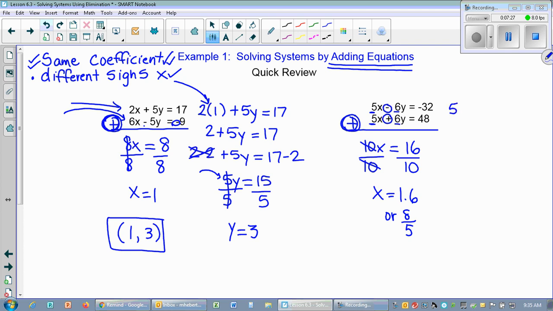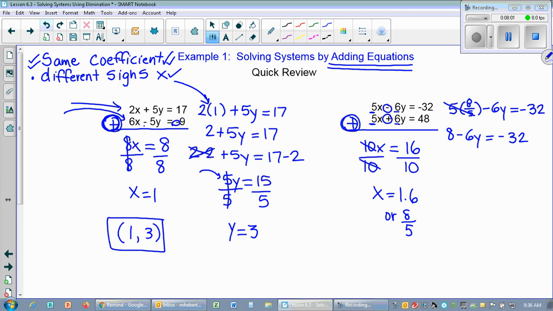So we have 5, and I'm going to substitute for x. So I use my parentheses to show I'm going to be using substitution. Minus 6y is equal to a negative 32. I'm going to substitute and put my 8/5 in my parentheses. 5 times 8/5. Notice these 5's cross cancel each other out, leaving me with 8 minus 6y is equal to negative 32. I need to get the negative 6y on the left side by itself to isolate the variable.